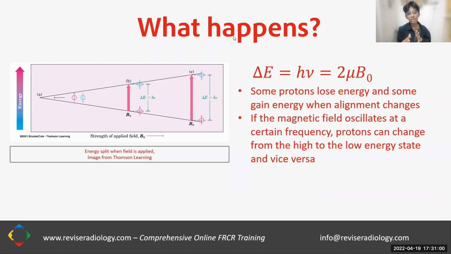So we know that these states have different energies. So when you reverse the direction of the magnetic field, some protons will lose energy and some protons will gain energy. So that is from just one flip.